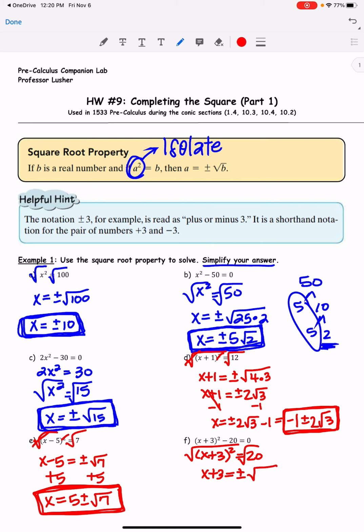4 is the biggest perfect square that divides in. So 4 times 5. So I've got x plus 3 equals plus or minus 2 square root 5. And then my last step is to subtract my 3. So my final answer is x equals negative 3 plus or minus the square root of 5. Plus or minus 2 square root 5, sorry.